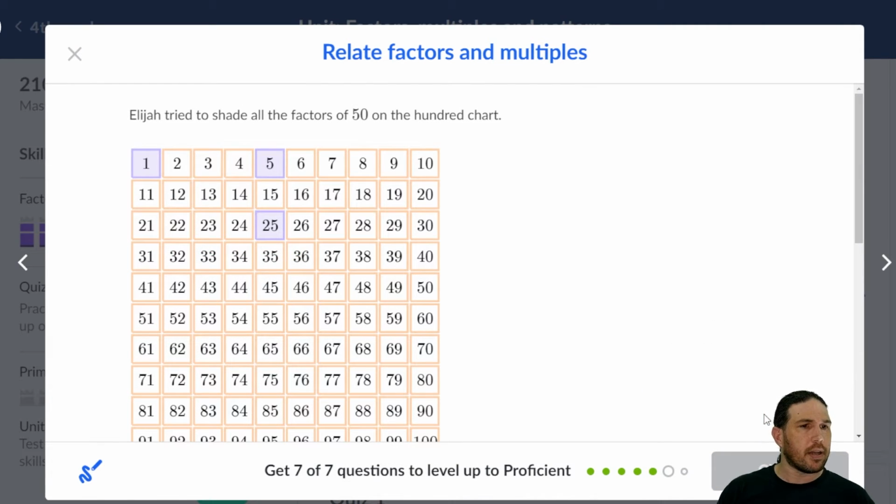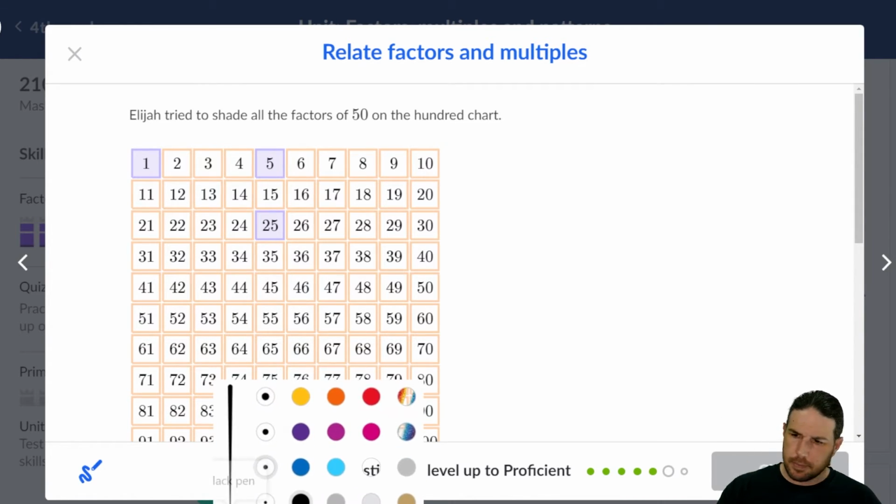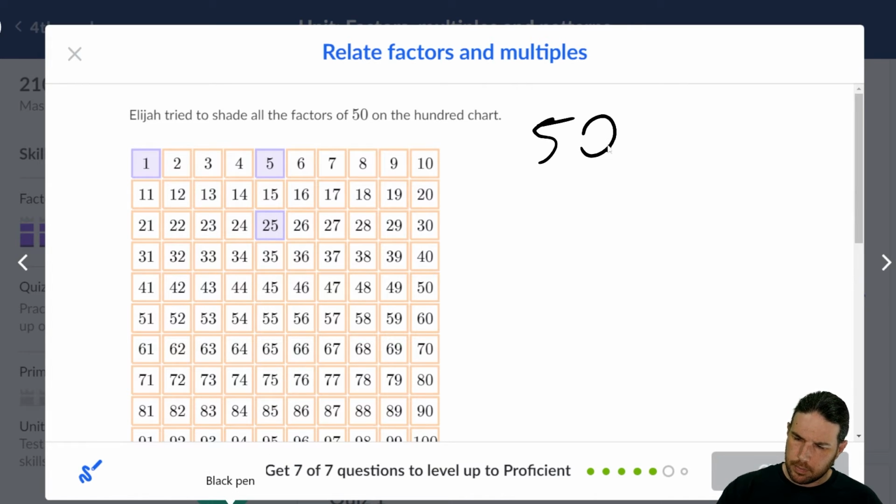Elijah tried to shade all the factors of 50 on the 100 chart. Looks to me like he almost did it right. I think he just missed some. Okay, we're gonna get some options as to what mistake he made. Looking at this, 50, well, it can be divided by 1.